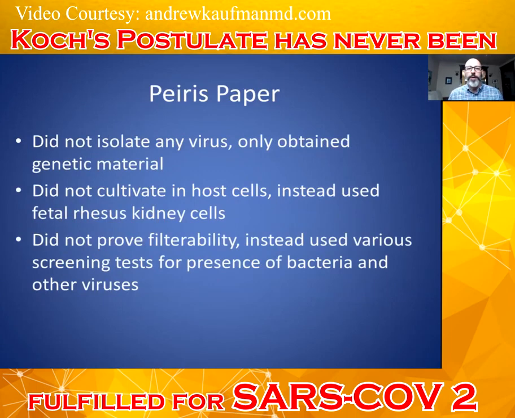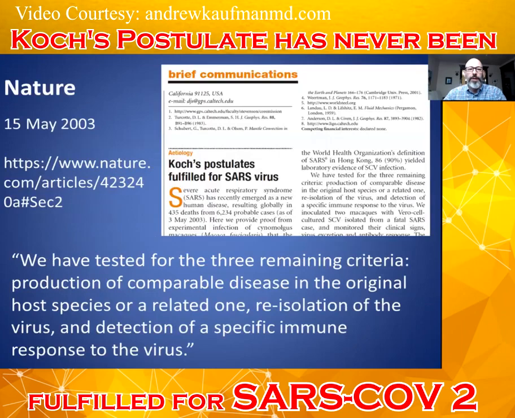Let's go to the Paris paper. This is the last one. Once again, for the 4th time, they did not isolate any virus. They didn't culture in host cells. Instead, they used fetal rhesus monkey kidney cells. And once again, they did not prove filterability. So none of the first 3 criteria were satisfied by any one of those 4 papers as stated in the article. So let's go back to the article to look at the remaining 3 criteria, and here's what they said.